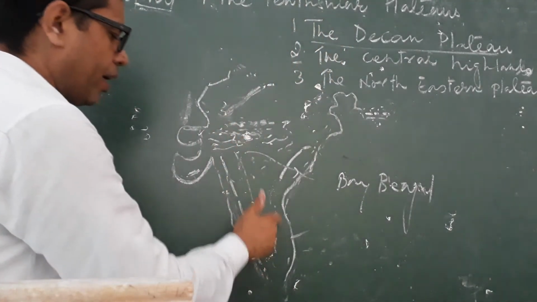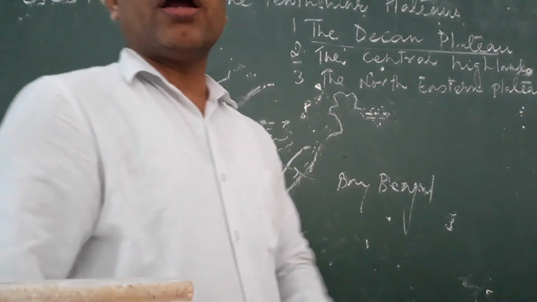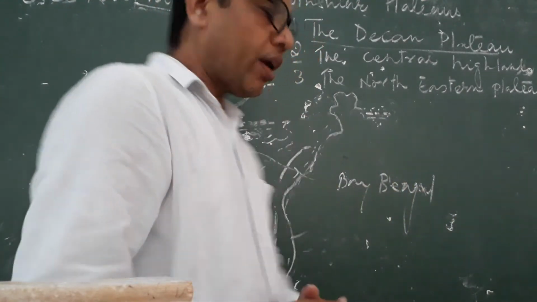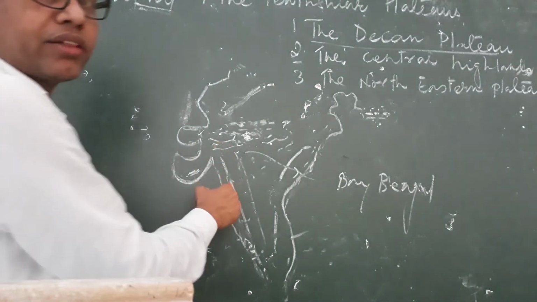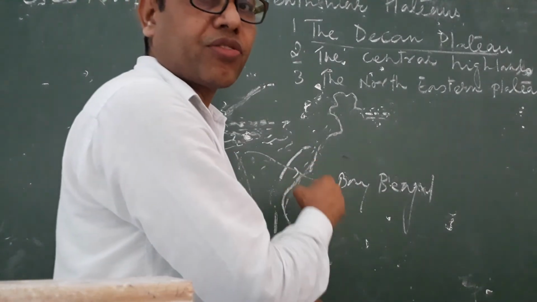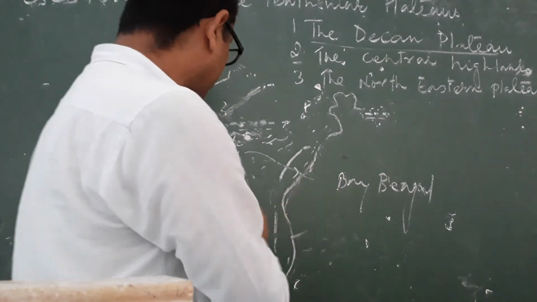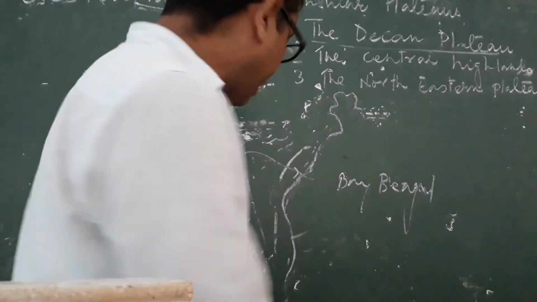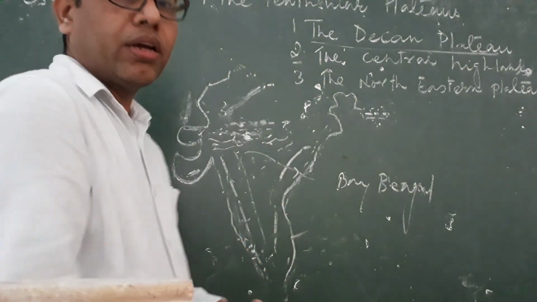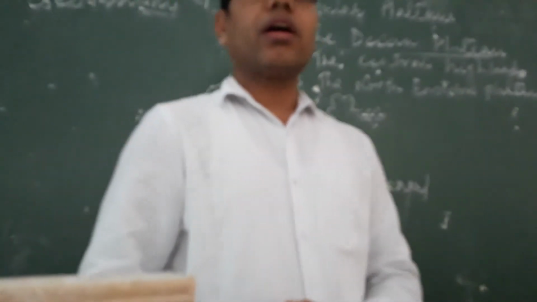It is known by different local names in different states. In Maharashtra, it is known by Sahyadri. In Karnataka, it is known by Nilgiri Hills. And in Kerala, it is known by Anamalai Hills and Cardamom Hills.